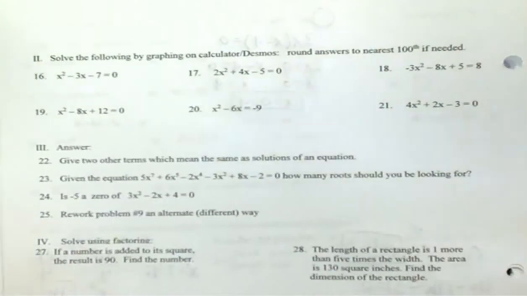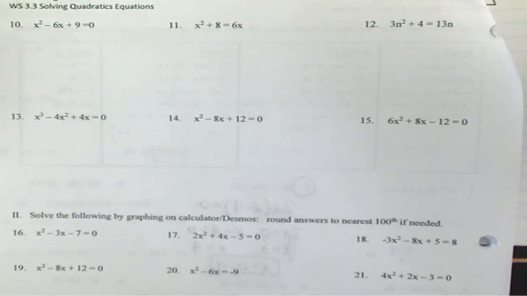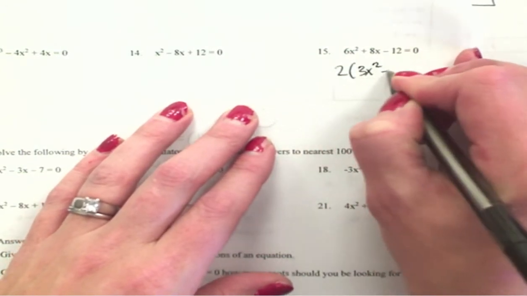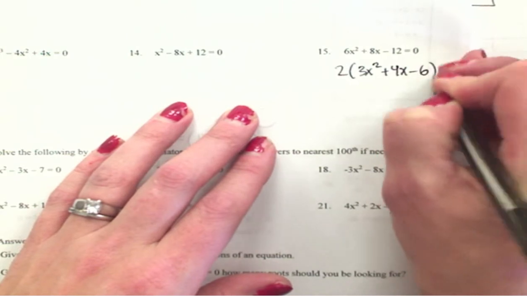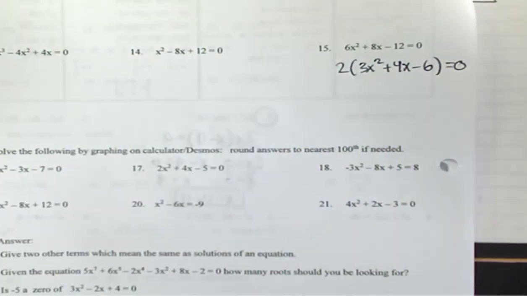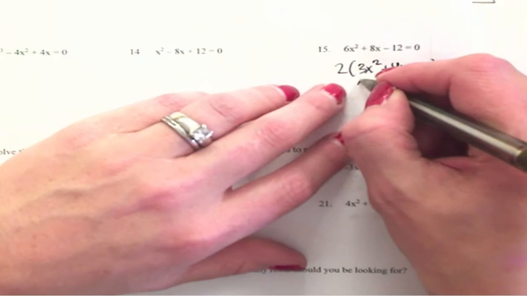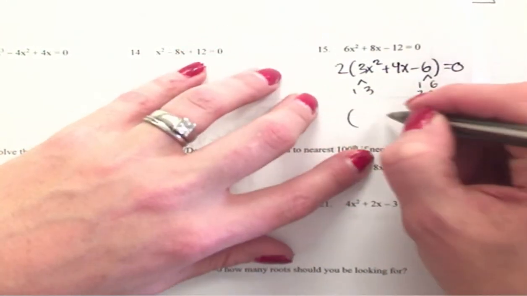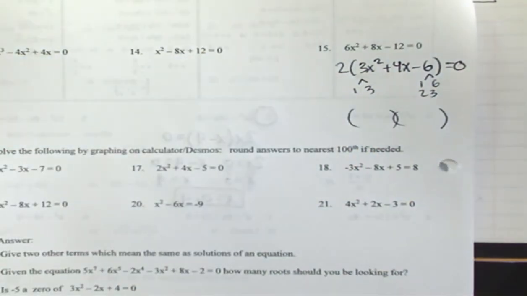Was it 15? Oh, okay. Before I get to 15, is there anything else from those top 6? Okay, 15. I see a GCF of 2. So I start factoring it, and then I look at this, and I've got 1 and 3, 1 and 6, 2 and 3. And so I write down my factors, and I'm like, I hope I can factor.